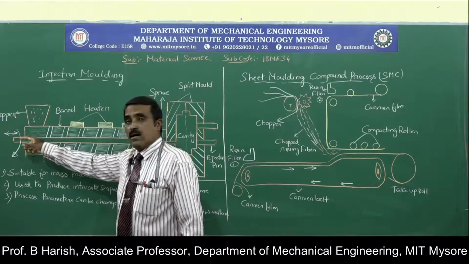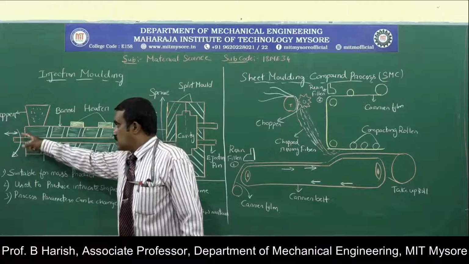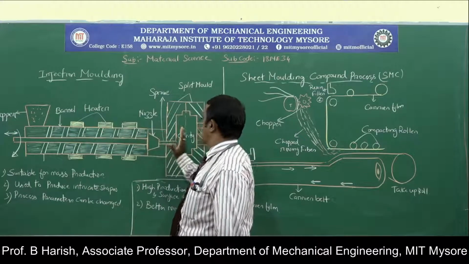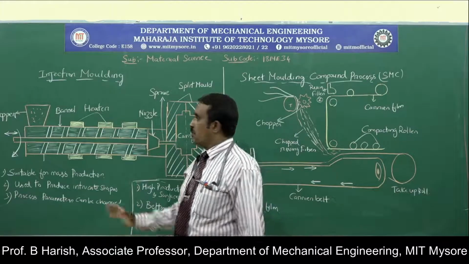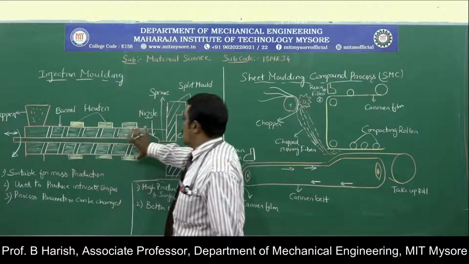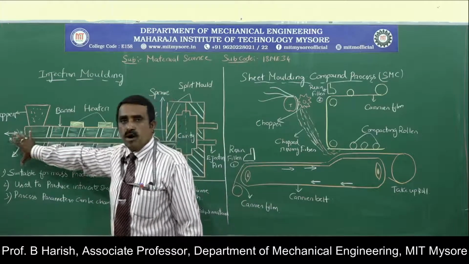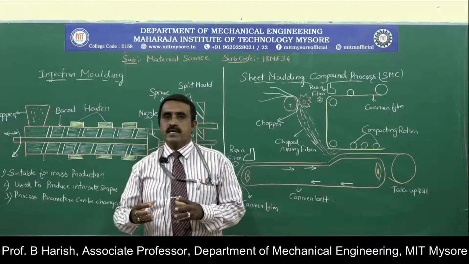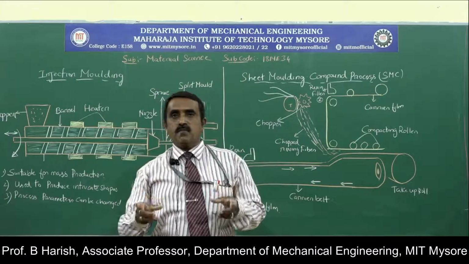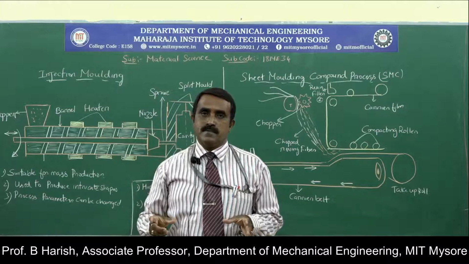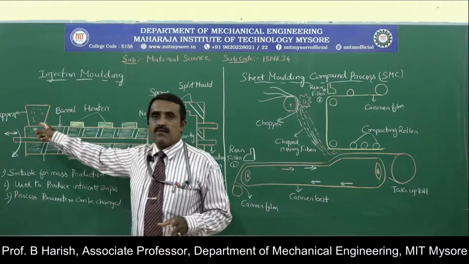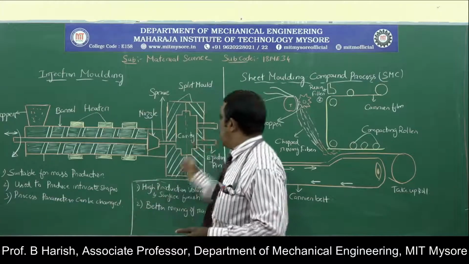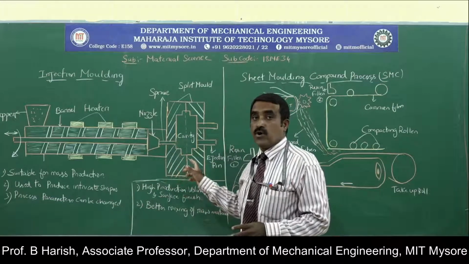Once it enters into the barrel, the piston is rotated. As the piston is rotated, it pushes the charge towards the nozzle end, as it travels from the hopper side to the nozzle side. Here the charge has to be heated so that it will be kept in molten state. The charge we fill here will be in solid state, so that has to be converted into molten state so that it can flow and enter into the cavity.